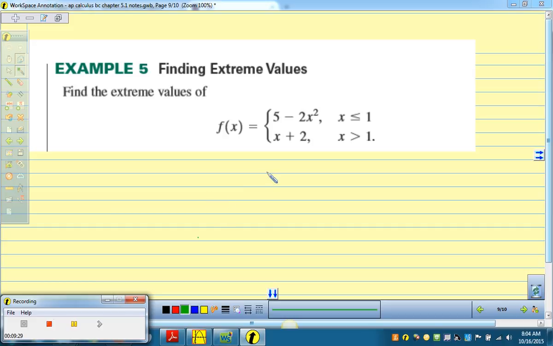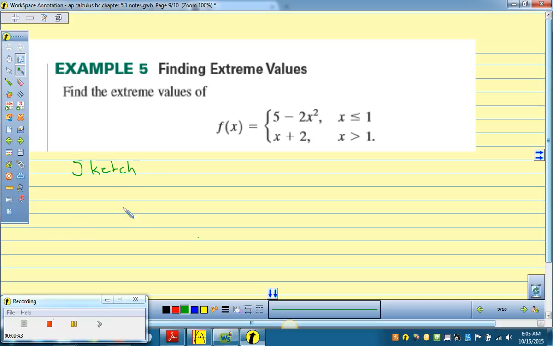So we're asked to find the extreme values of this function, which is a piecewise function, and the first thing I want you to do is sketch this piecewise function. When possible, it's always nice to think visually. This one's pretty manageable, so take a minute to sketch the function.